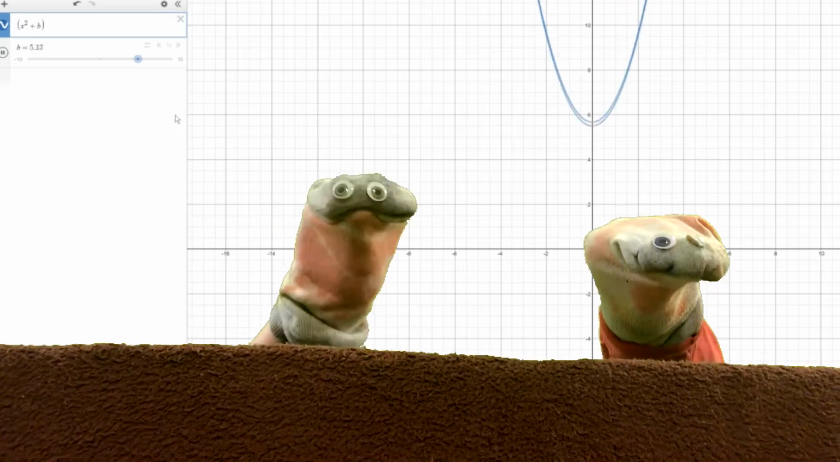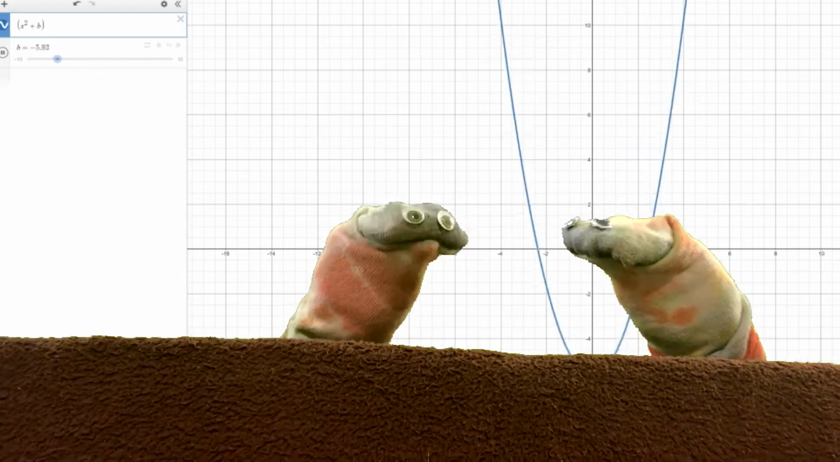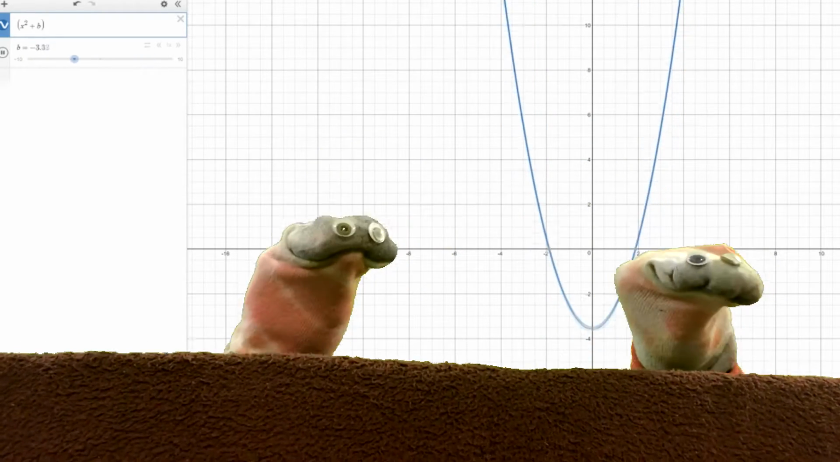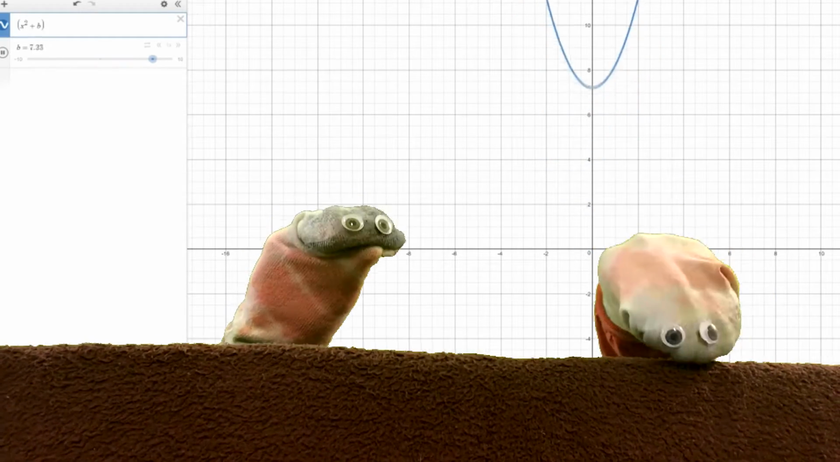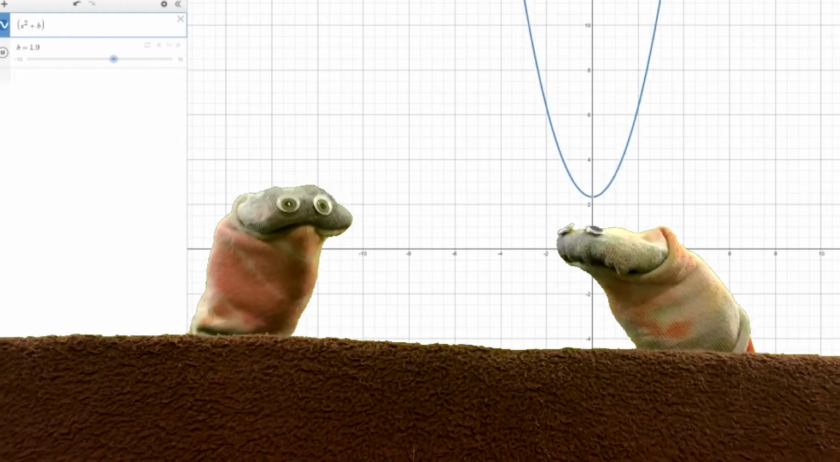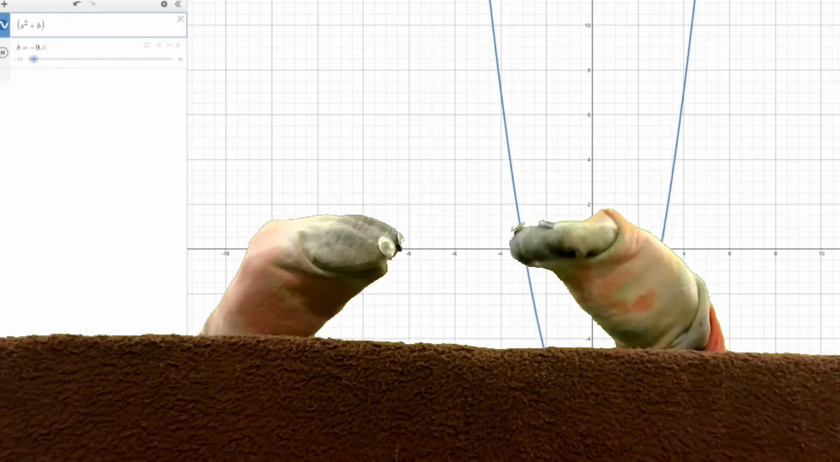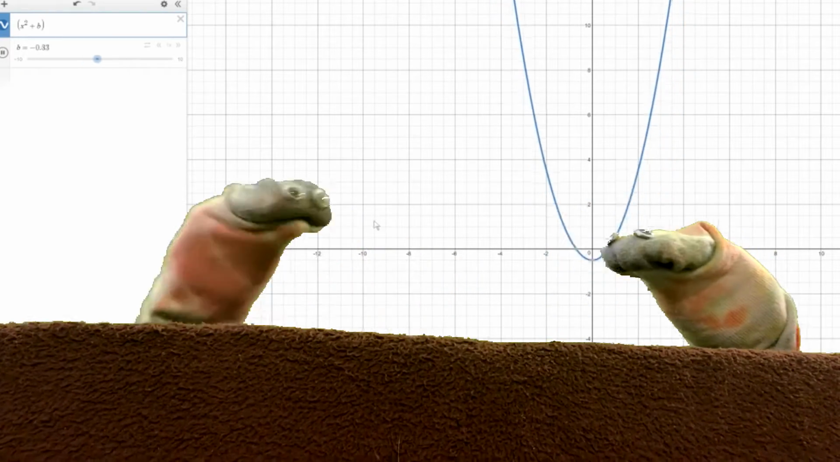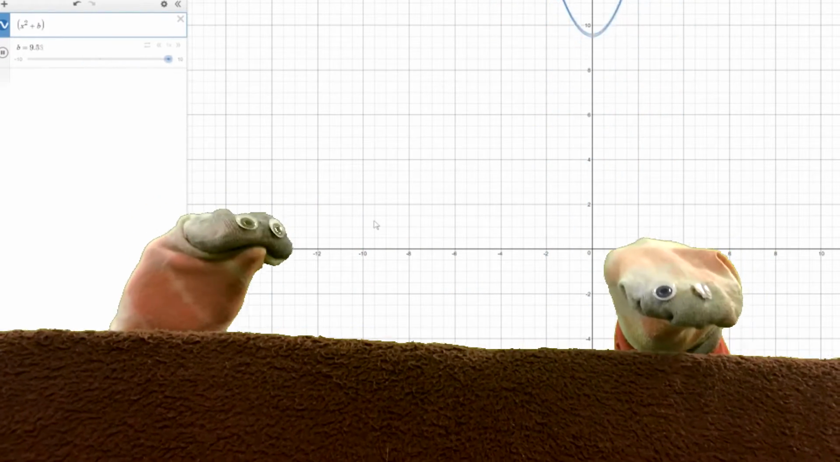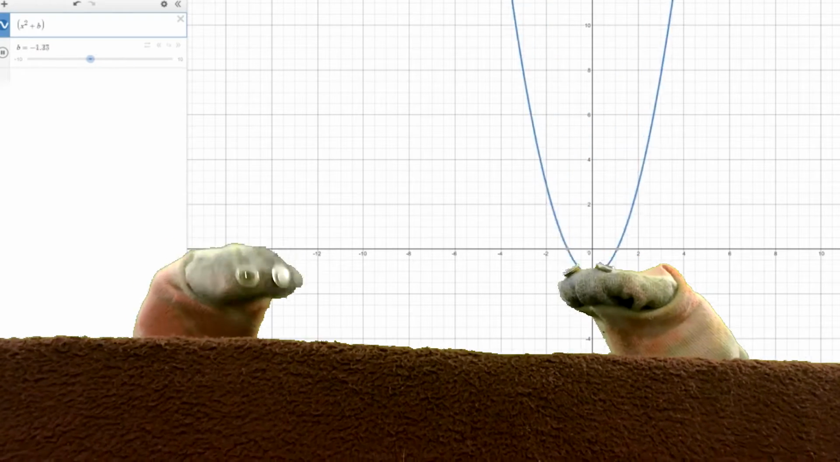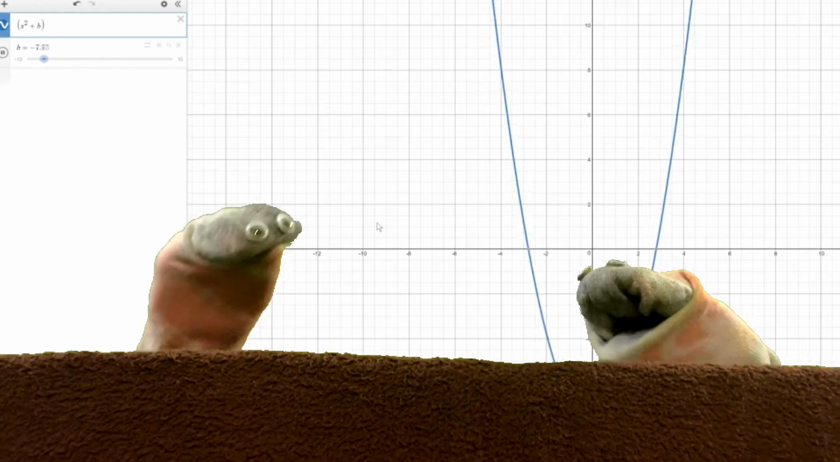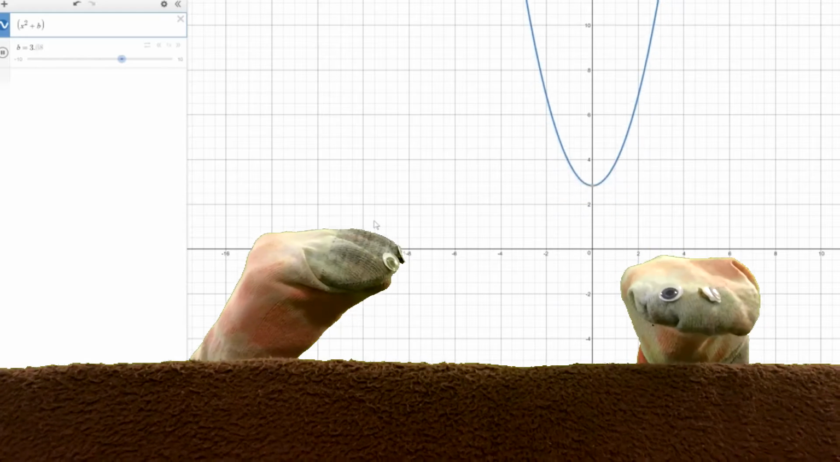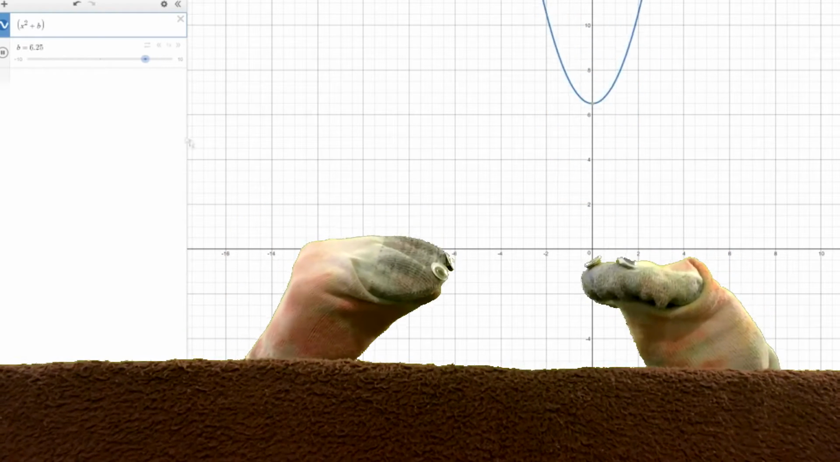Well, I learned that if you wanna compress a graph vertically, put a number with an absolute value less than 1 in front of the parentheses. If you wanna stretch the graph vertically, put a number with an absolute value greater than 1 in front of the parentheses. If you want to stretch a graph horizontally, put a number with an absolute value less than 1 in front of the x term in the parentheses. If you want to compress the graph horizontally, put a number with an absolute value greater than 1 in front of the x term.